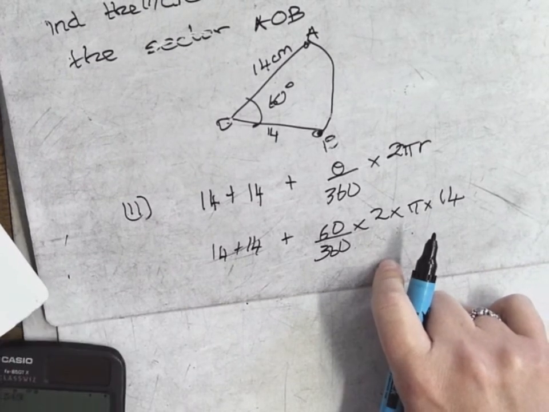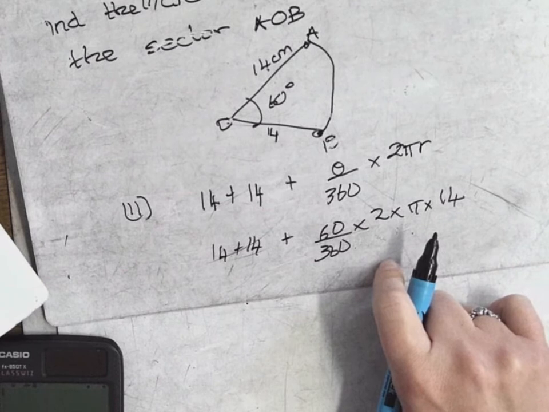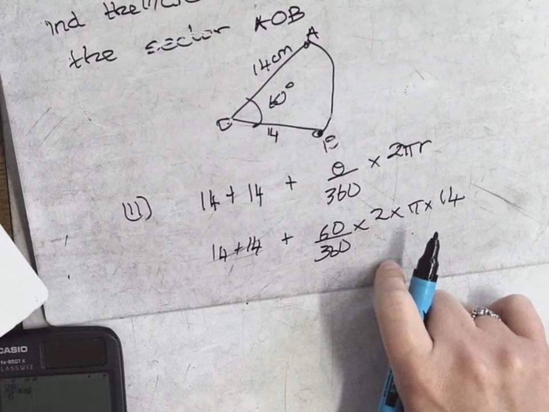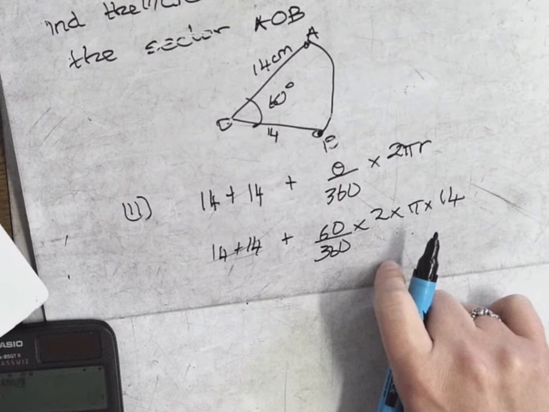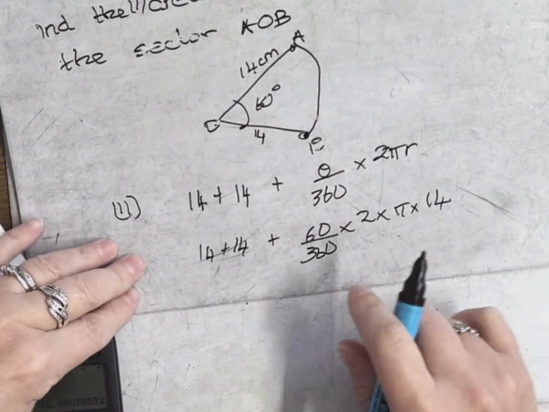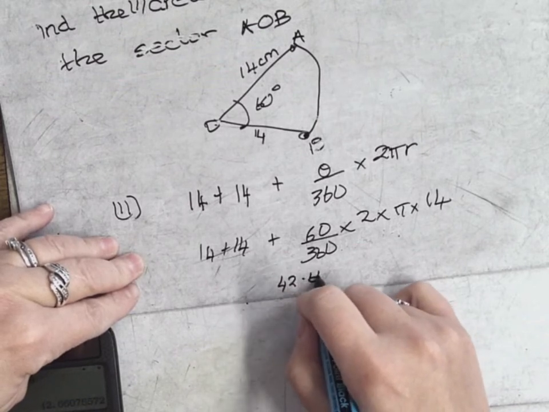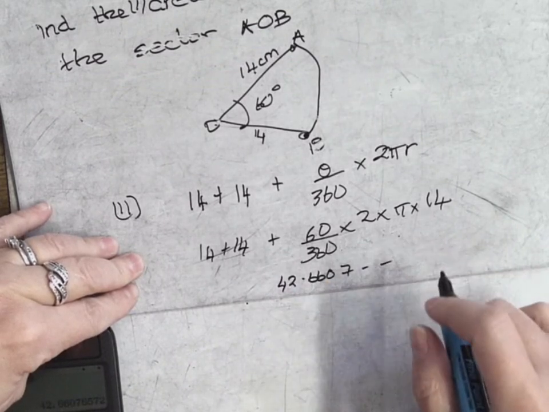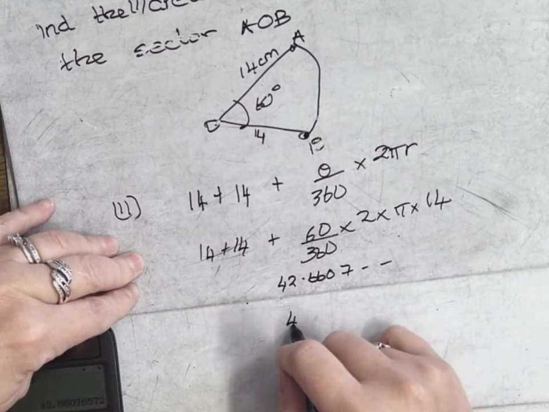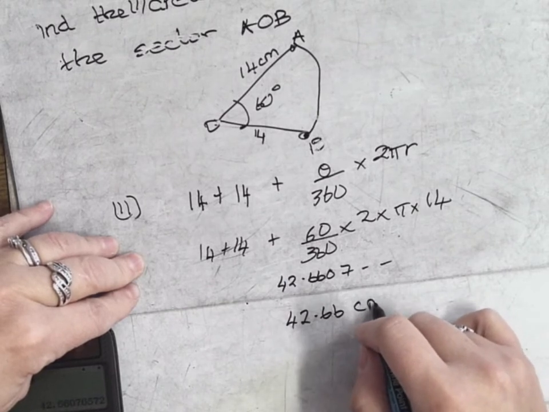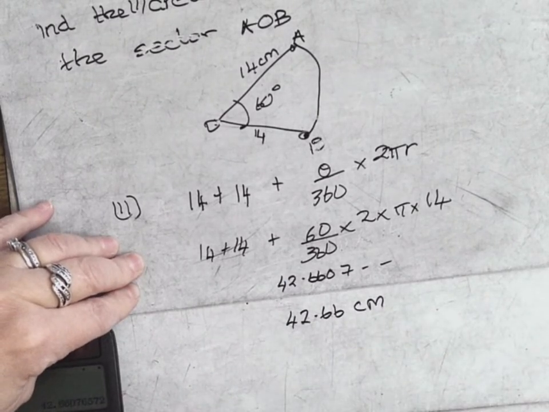And when you put that into your calculator, it goes straight to a decimal, and I got 42.66007 and so on. Did you get that? And that would be 42.66. This is a perimeter, which is length, which is just measured in centimeters. Is that okay? Yes.